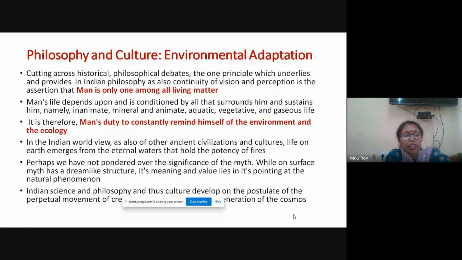So you have to be very careful. So man is only one among all living matter. And Indian philosophy has always recognized the interconnectedness between humans and the environment. In Indian traditions, nature is seen as sacred. It's very ethical, very important, very valuable, and is often referred to as a manifestation of the divine. When we get up, we worship the sun god.